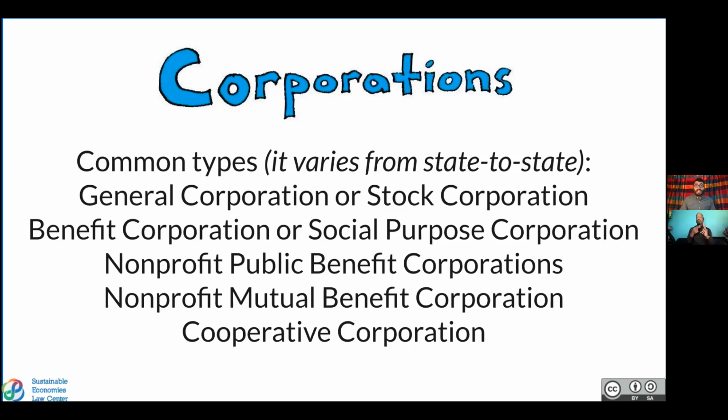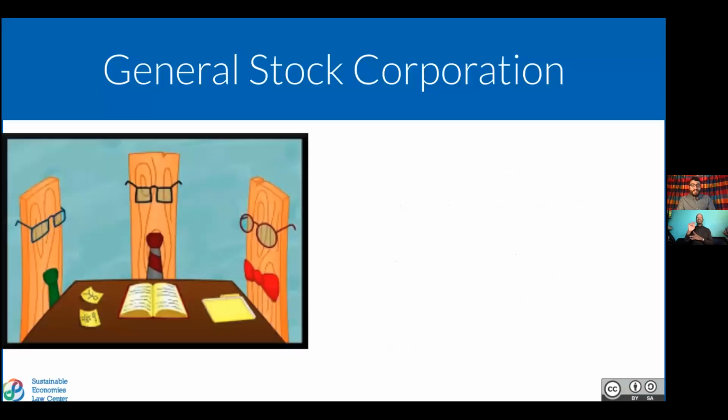And so the most common types of corporations that we see folks forming in California are general corporations or stock corporations, benefit corporations, nonprofit mutual benefit corporations, nonprofit public benefit corporations, and cooperative corporations. Today, I'm just going to be talking about general stock corporation to give you a sense of that, one of the most commonly used corporations. We're going to talk about, and then we're going to talk about cooperative corporations. So general stock corporation is the most common.